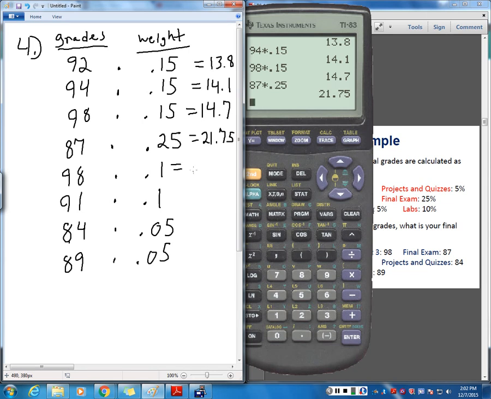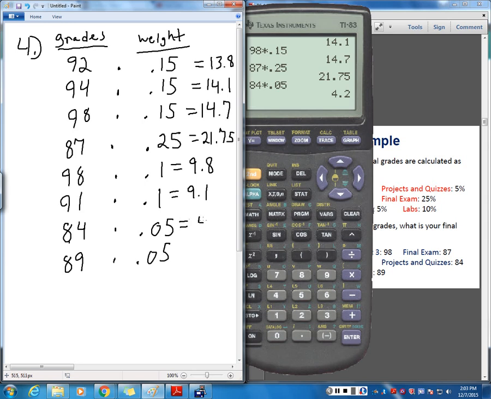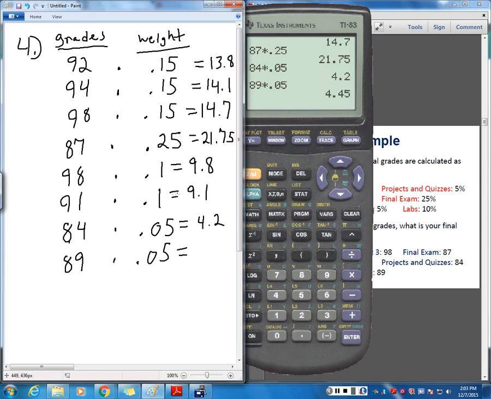98 times 0.1 is 9.8. 91 times 0.1 is 9.1. 84 times 0.05 is 4.2. And lastly, 89 times 0.05 is 4.45.